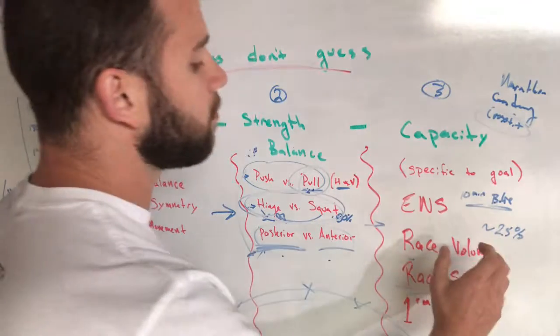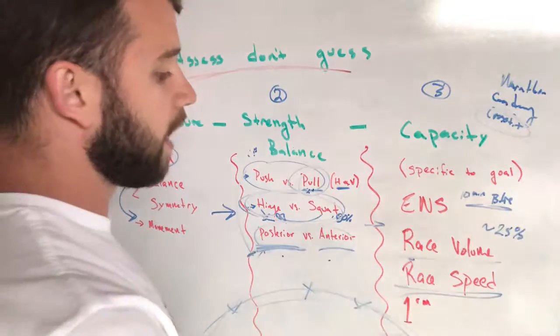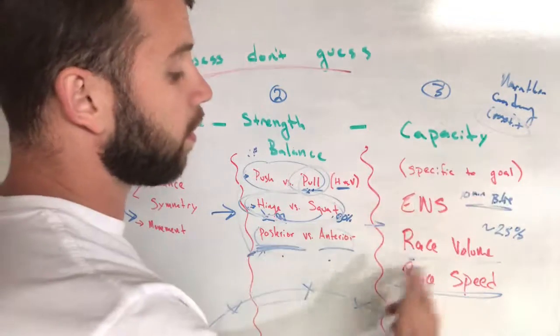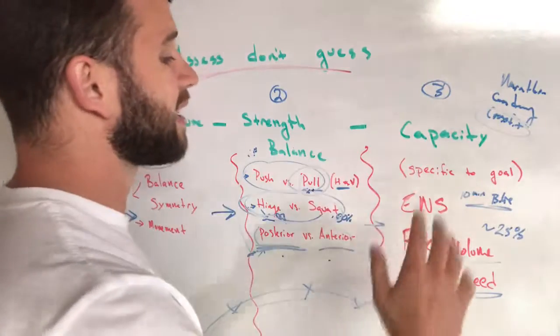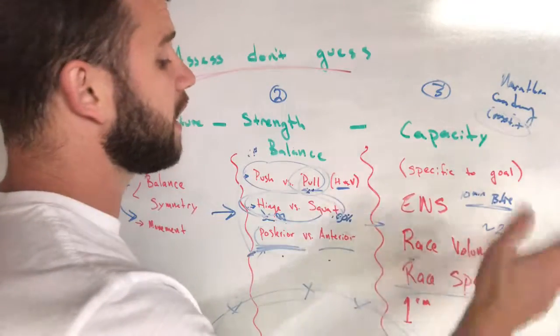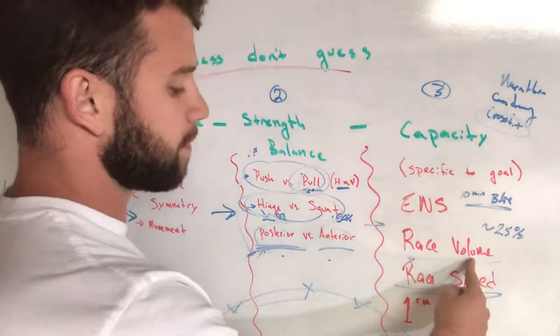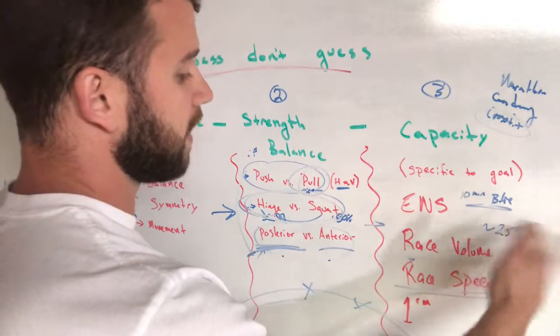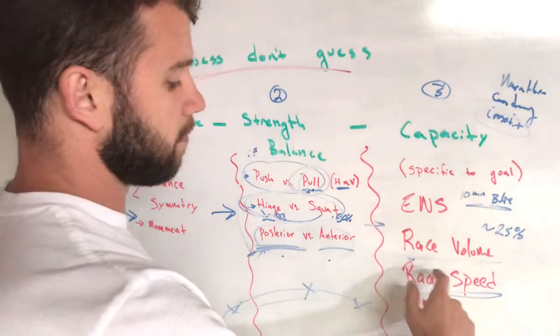What is the volume required for that goal? Is it farmer carries for 30 minutes, gardening, or is it chest to bar pull-ups in 10 minutes? We need 80 to 130 chest to bar pull-ups in a 10-minute piece in order to be competitive. That's the race pace volume. Or are we testing a marathon and we need to be able to do that whole volume for a marathon?